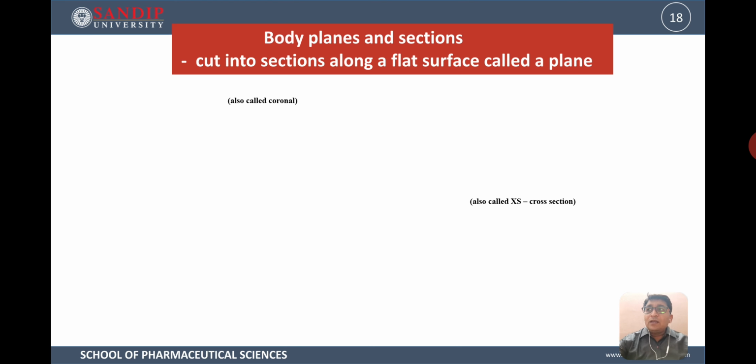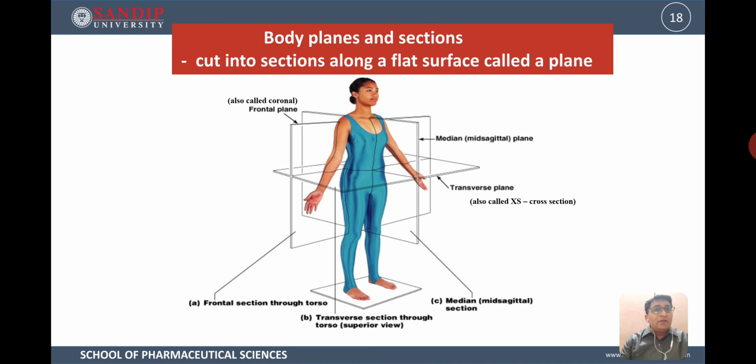So when we cut into sections along flat surfaces, they are called a plane. The flat surface is known as a plane. Now you can observe, it is also known as a coronal and also known as cross sections. Now this is a figure.